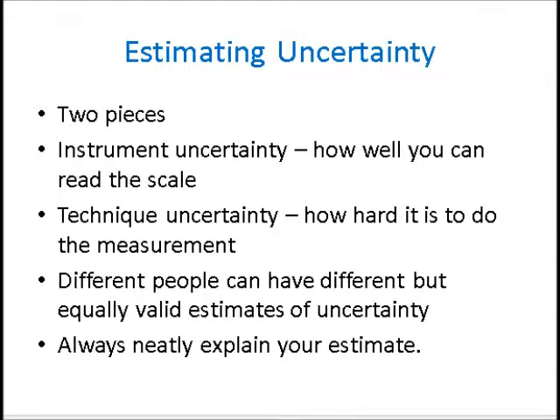Now when we estimate uncertainty, there's 2 pieces. The instrument uncertainty, how well you can read the scale. Sometimes that's very simple. You take an object, you put it on a weigh scale, its weight is just what the number tells you, and what the machine says its accuracy is. The second thing is called the technique uncertainty, and that's how hard it is to do the measurement. Weighing something isn't hard, but lots of other measurements involve complications that we want to try to take account of.